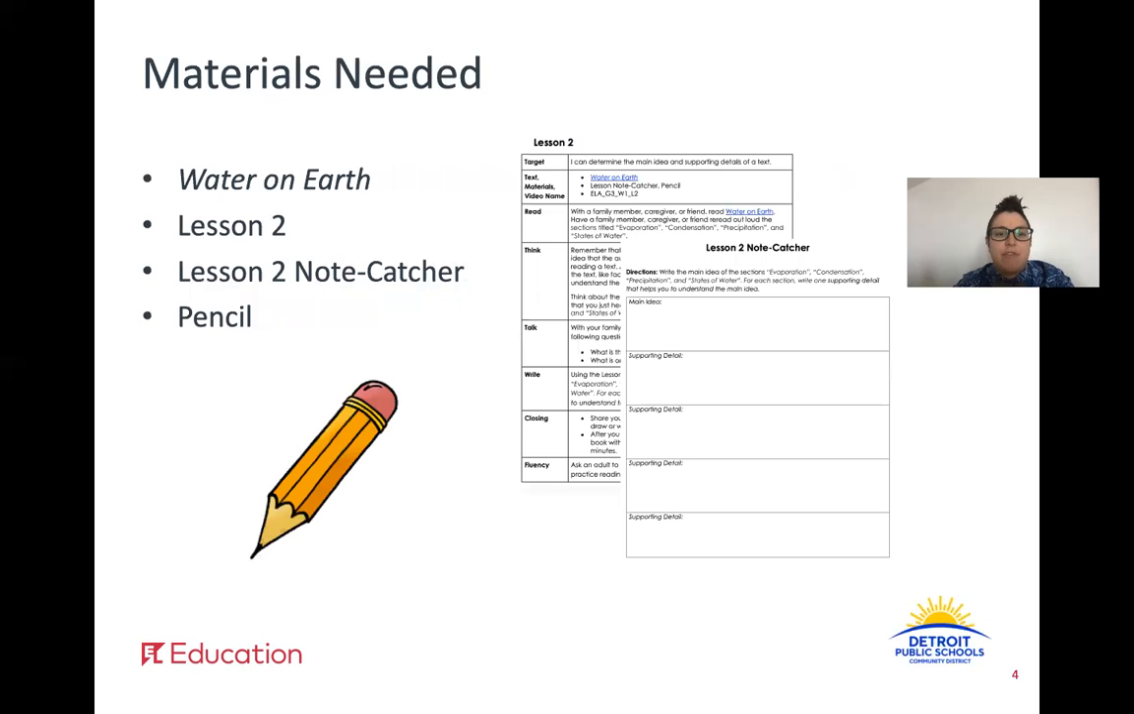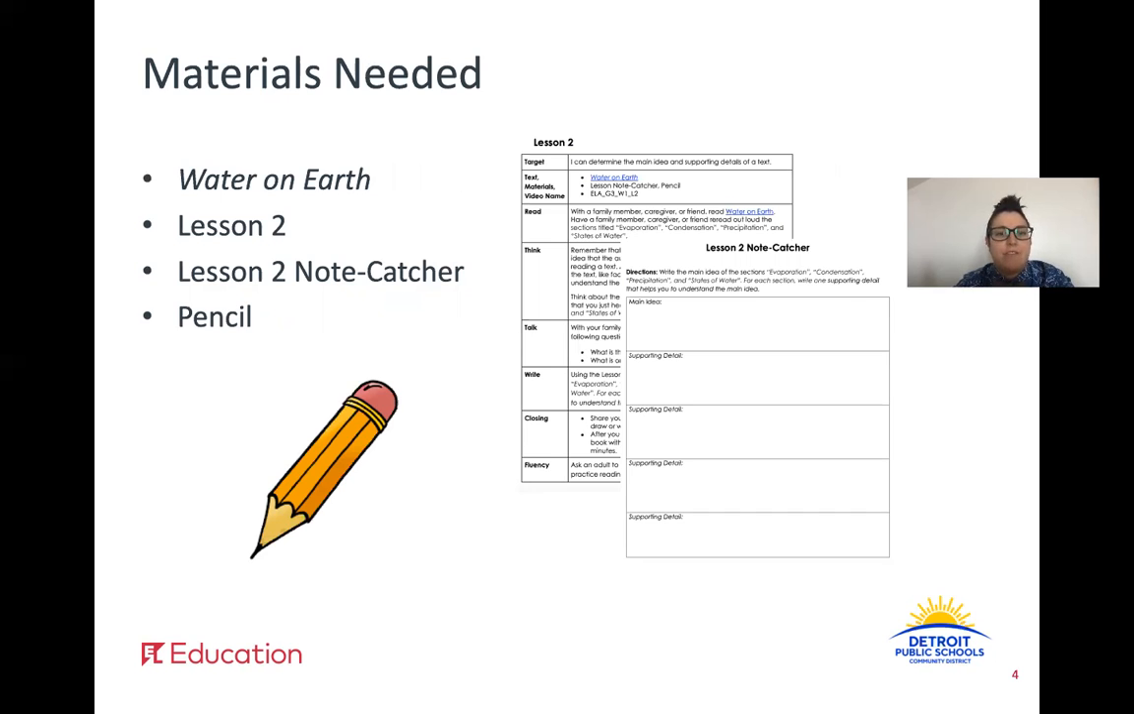Let's make sure that you have everything you need for today's lesson. First, make sure you have a copy of the text Water on Earth. We'll be using this text all week. It's located in your ELA packet on page 8. You'll also need a copy of Lesson 2 and your Lesson 2 note catchers, which are on pages 12 and 13 of your ELA packet.